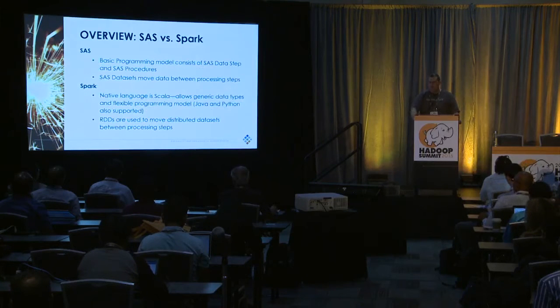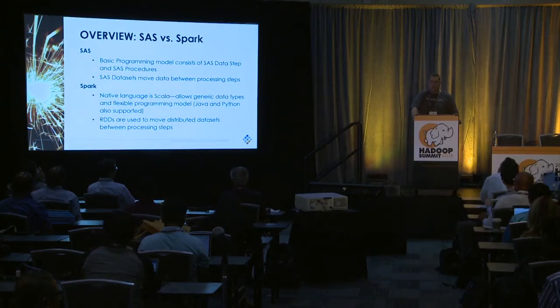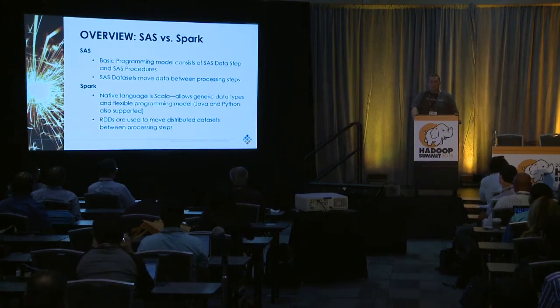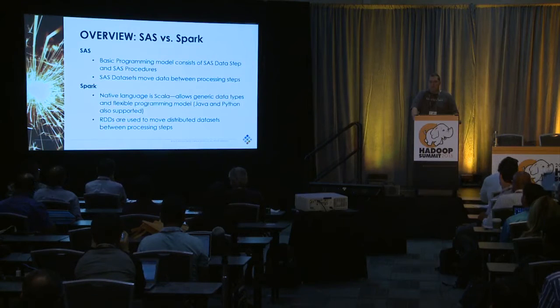So what I really liked about Spark is it actually reminded me of what I used to do in SAS. The basic programming model consists of the SAS data step and SAS procedures inside of SAS. And within SAS, you use data sets to move data between processing steps. Spark similarly uses Scala as its native programming language, and also has Java and Python and now some R implementations to use the Spark framework. And it uses RDDs to move data between the processing steps.